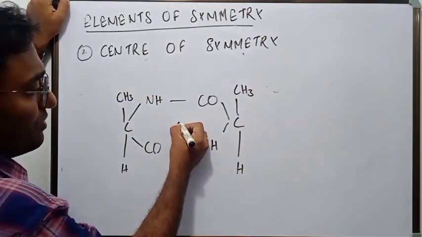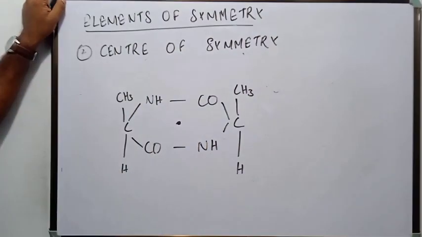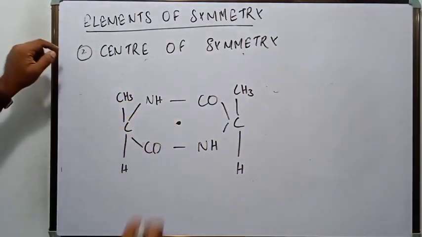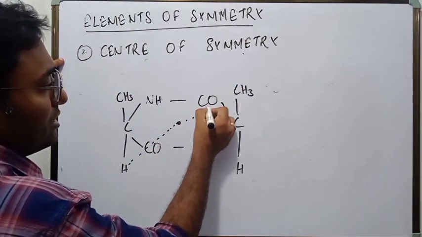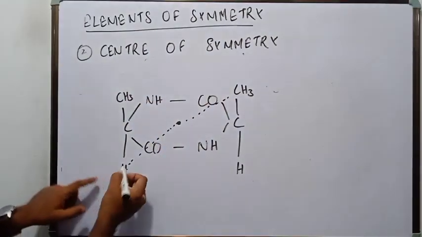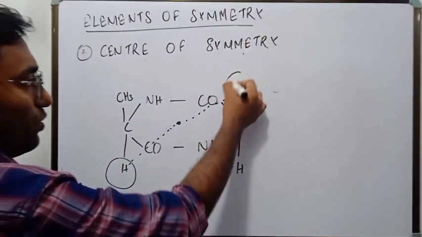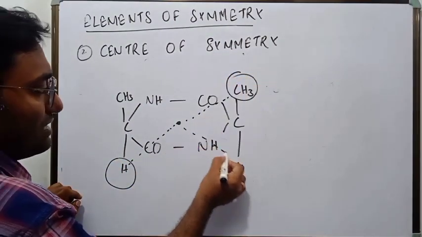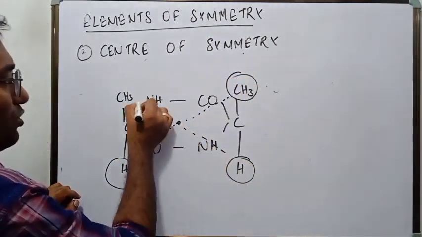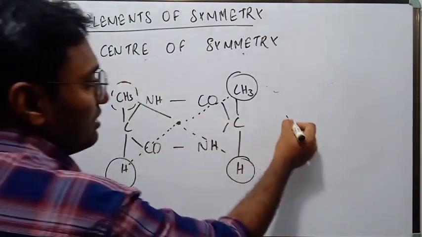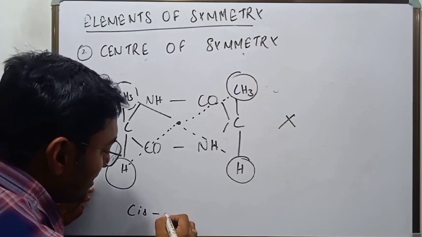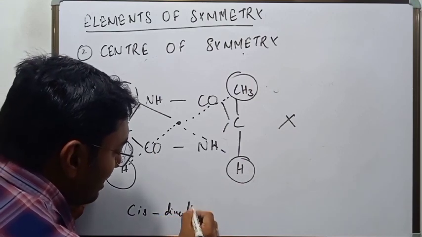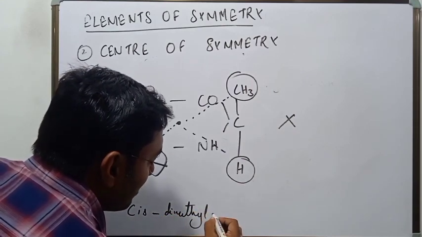Now this is the center of the molecule, an imaginary point from which, if lines are drawn to opposite ends, they should meet similar groups. Is it meeting similar groups? No. Is this one meeting similar groups? No. So this compound, the cis isomer, cis dimethyl piperazine, is chiral.